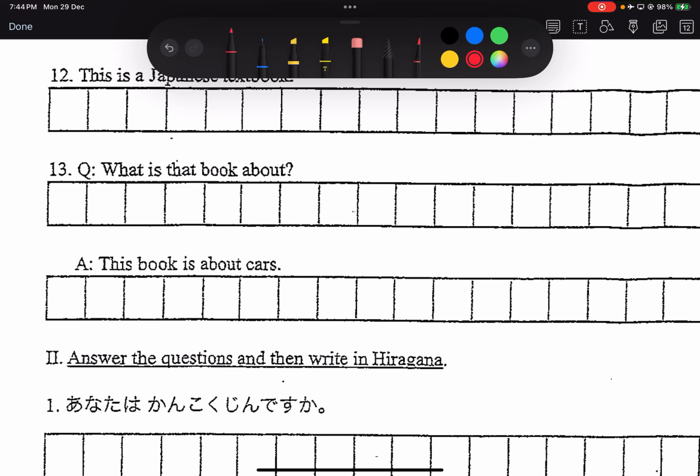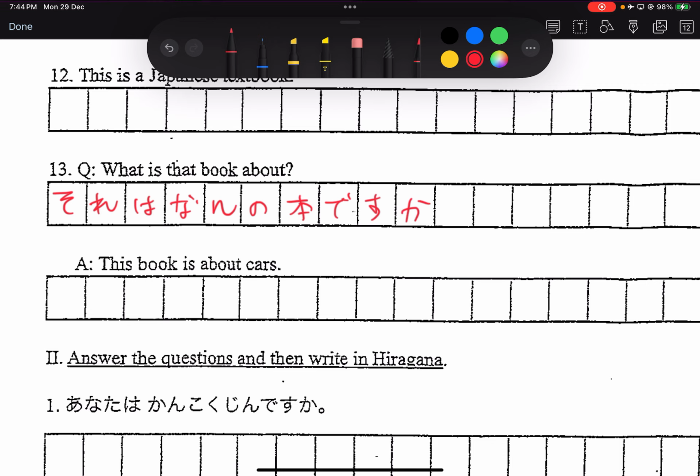Okay, next, number 13. What is that book about? Yeah, I don't have this, but I'm gonna try. Okay, great. その本は 何の何ですか？ その本は Okay, so basically, the front part is okay. If you want to say your way, I'll give the answer first. それは何の本ですか?